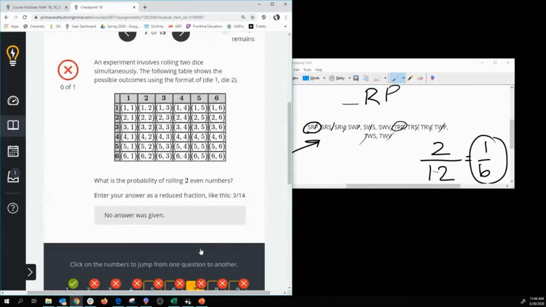All right. Our next one has that same table with the numbers, but this time it's asking us what is the probability of rolling two even numbers. So same table, but now we want to know what's the probability of rolling two even numbers.